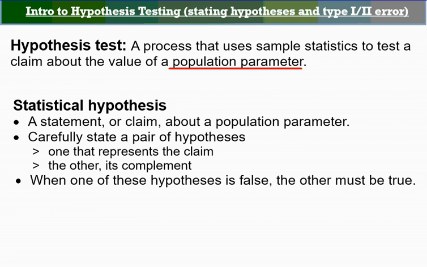We're going to be conducting what's called a hypothesis test, which is kind of what we just generally described a second ago. A hypothesis test is a process that uses a sample statistic to test a claim about the value of a population parameter. The statistical hypothesis is a statement or claim about a population parameter. You need to carefully state a pair of hypotheses, one that represents the claim and the other represents the complement. When one of these hypotheses is false, the only option is that the other must be true. There's only two possibilities.